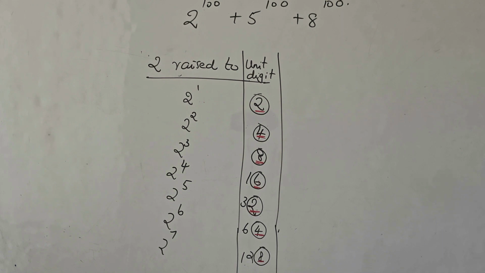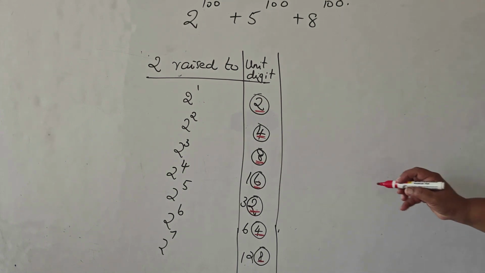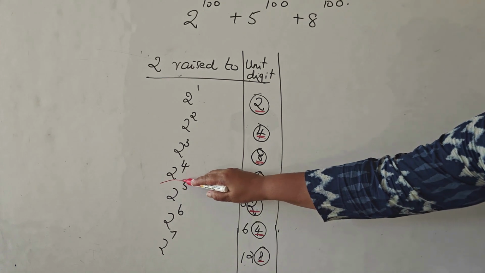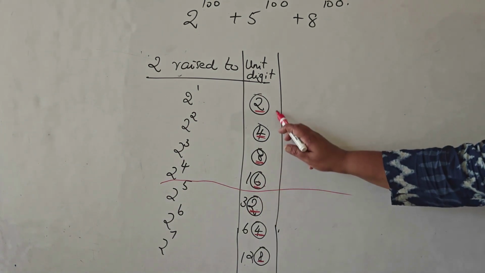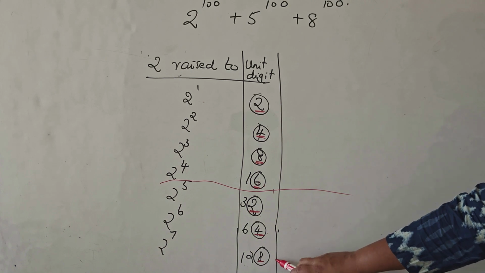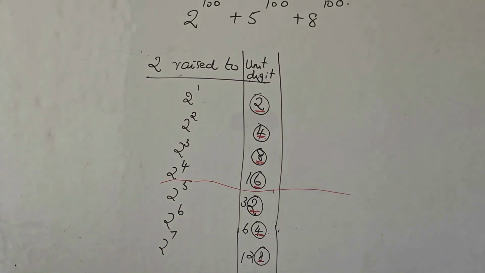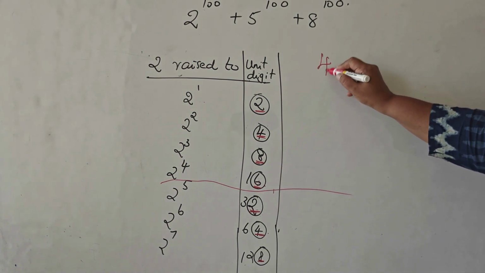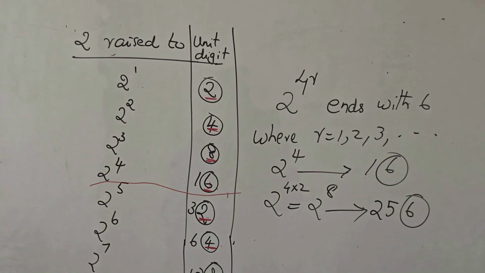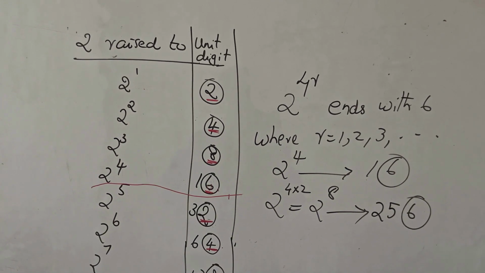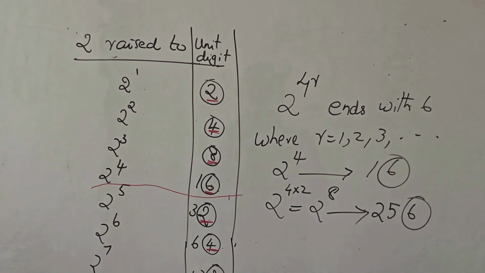What can you observe from this? If you look at this table carefully, you can see that after 2 raised to 4, whose units digit is 6, the pattern again repeats: 2, 4, 8, and if you take 2 raised to 8, it will end in 6, which means that after every power of 4, the units digit repeats. So from this table, you can see that when 2 is raised to a power which is a multiple of 4, it will end in a 6.